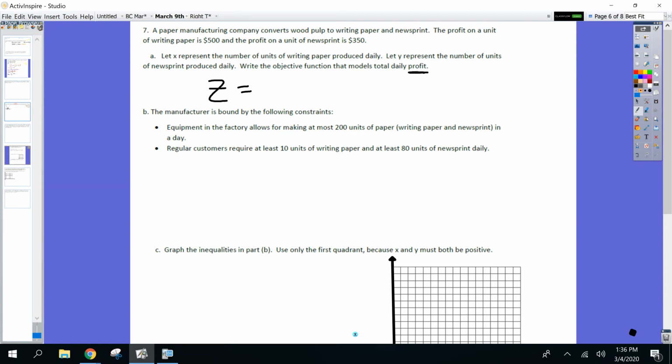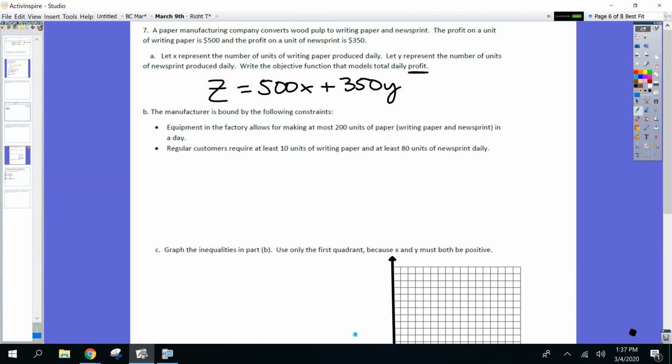Profit. You're trying to maximize profit now, which means money, money, money. How much is it for, I'll start with X, which is writing paper. So 500 X plus, what about for my newsprint? There you go. You guys got it already? So there's your objective. That's what you plug into. You do not graph that. You plug it into it.